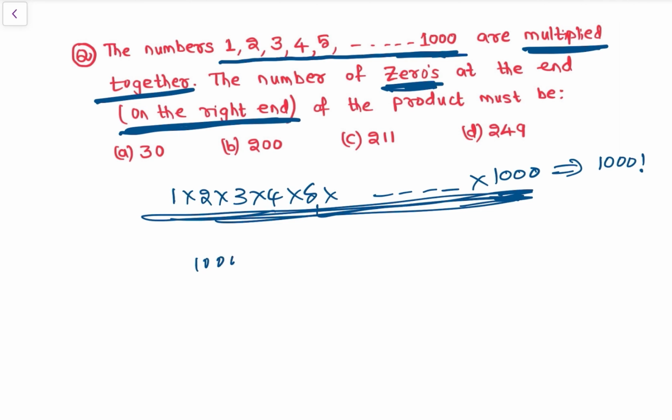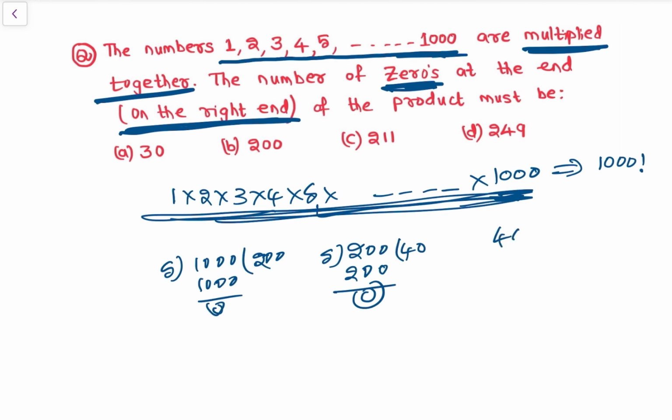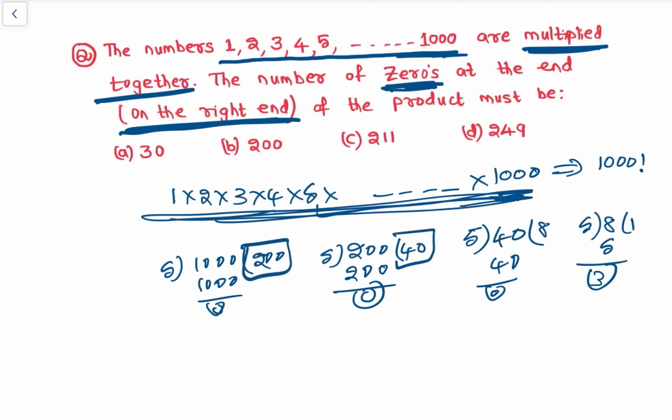ठीक है. So दोनों तरीके में क्या करना है? So 1000 divided by 5, so that is 5 2s are 10, so 200 times, so 0. Then 200 again divided by 5, so 5 4s are 20, 0, 0, so 40. Then 40 divided by 5, so 5 8s are 40. ठीक है. Then 8 divided by 5, 5 1s are 5, so 3 is the remainder. So 200 plus 40 is 240, 248 plus 1 is 249. So 249 zeros. ठीक है.